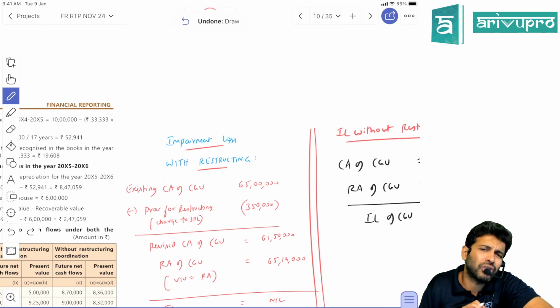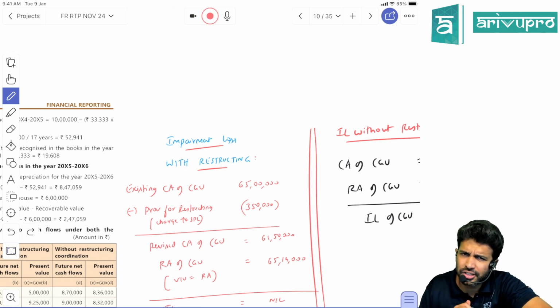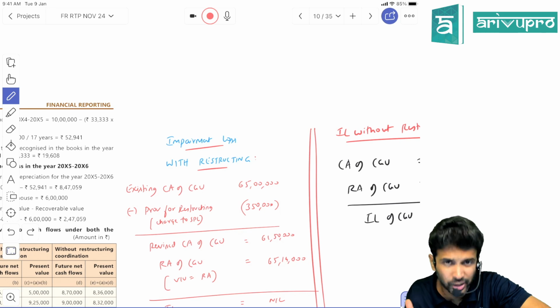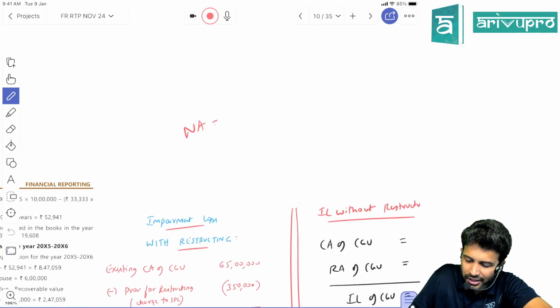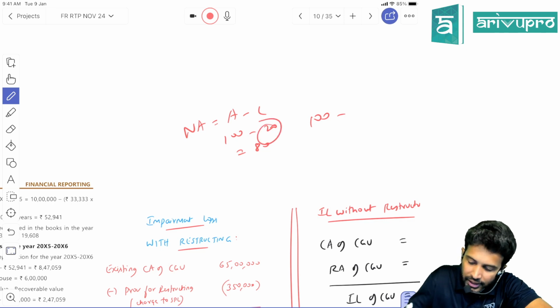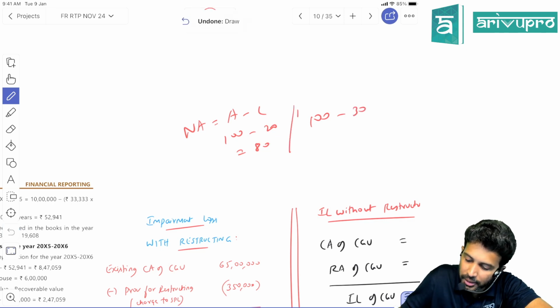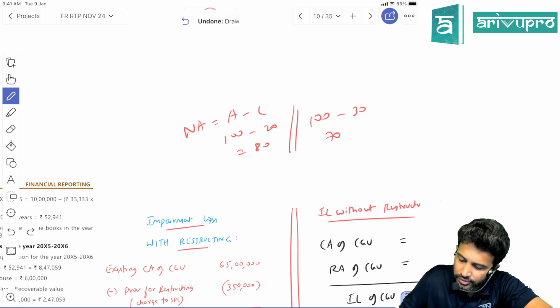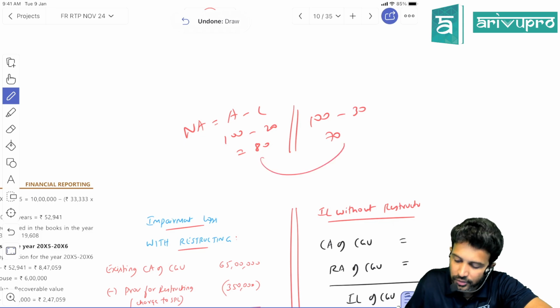Now when a liability is not recognized, what is that? Provision for restructuring. So when you recognize a liability, obviously the net asset balance will reduce. Because net asset is nothing but asset minus liability. If asset was 100, liability was 20, net asset will be 80. If asset is still 100, and liability is not 20 but 30, net asset will become 70. So if liability increases from 20 to 30, net asset will reduce.